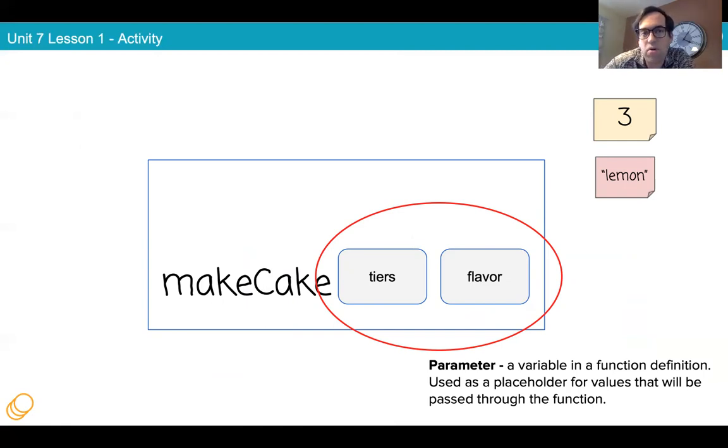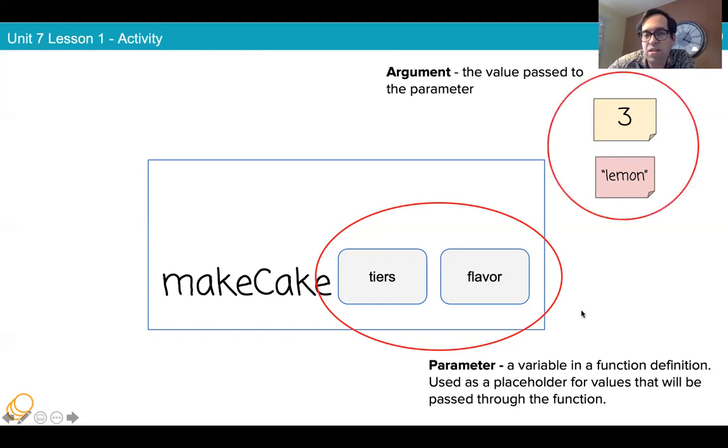Go ahead on some paper that you will keep in your computer science binder or folder. Let's write down this idea. So we have parameter, which is a variable in a function definition. It is used as a placeholder for values that will be passed through the function. So you can see here tiers and flavor acted as our parameters. The values that actually go into the parameter are called the argument. So 3 and lemon were our arguments this time, what we actually pass into those variables that we call parameters. Okay?